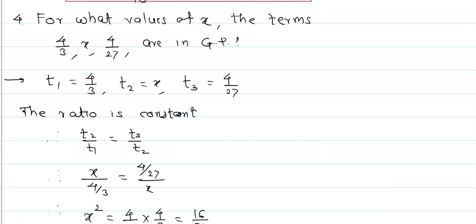Now for what value of x are the terms 4 upon 3, x, 4 upon 27 in GP? Now here T1 is 4 upon 3, T2 is x, T3 is equal to 4 upon 27. The ratio is constant because the given terms are in GP. Therefore T2 upon T1 is equal to T3 upon T2.